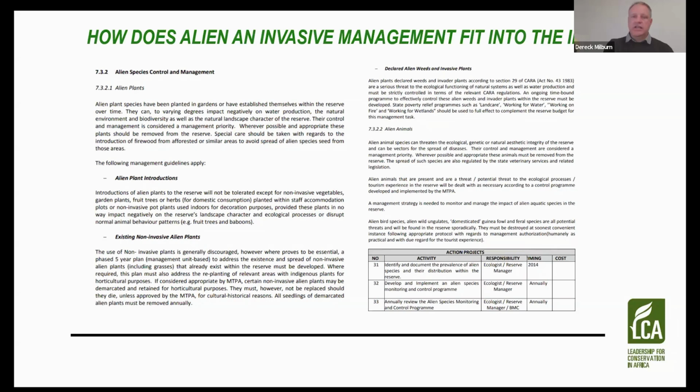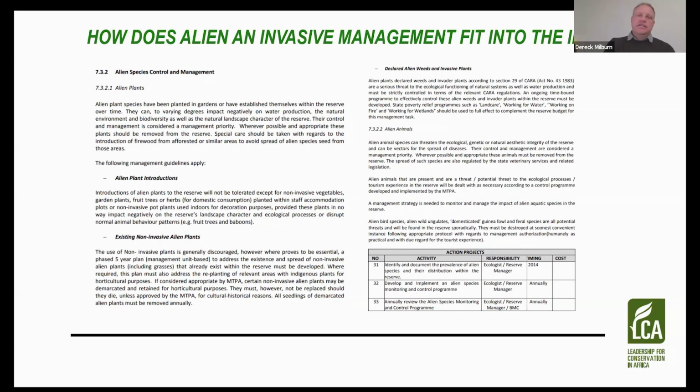But then the next step is looking at action projects, which say: identify and document prevalence of alien species and their distribution within the reserve, develop and implement an alien species monitoring and control program, and annually review the alien species monitoring and control program. So these action projects come at the end of each of these sections, and then they get pulled through to your strategic implementation plan.